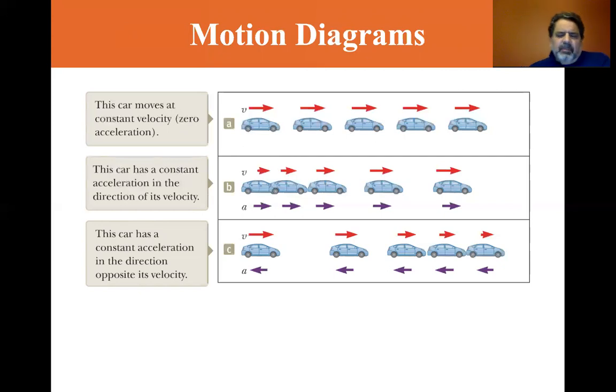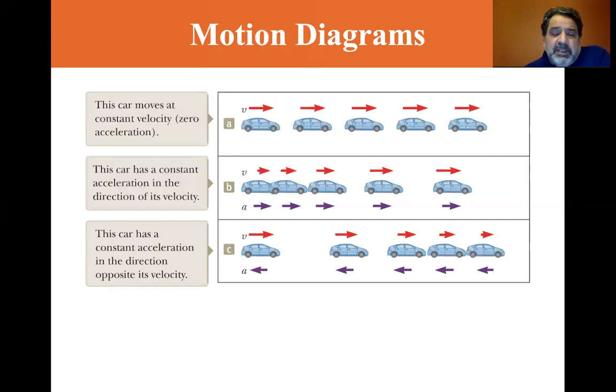Now let's look at the third one. This car has a constant acceleration in the direction opposite its velocity. Now notice the red arrows. They're all pointing in the same direction, but they're decreasing. The car is slowing down. Each subsequent red arrow is smaller than the one preceding it.